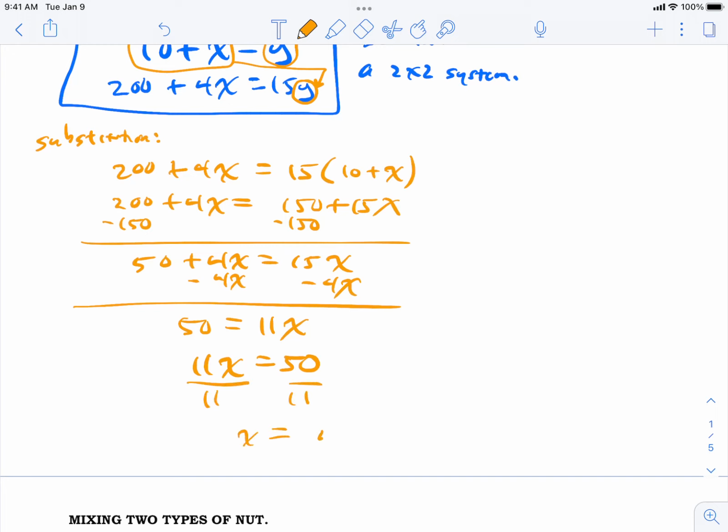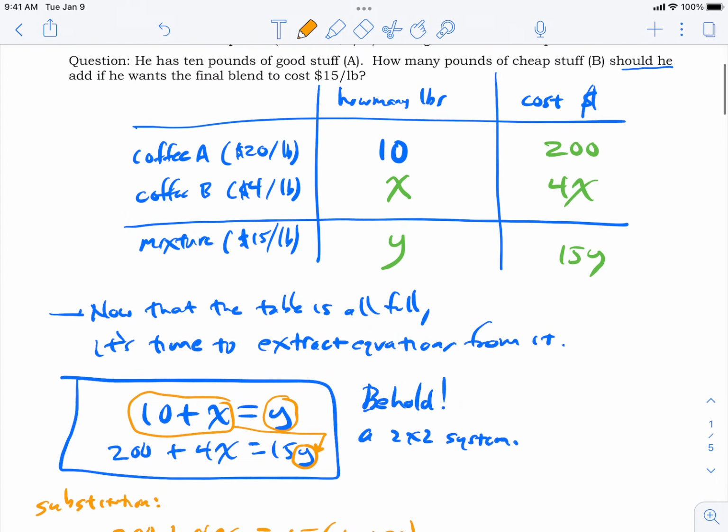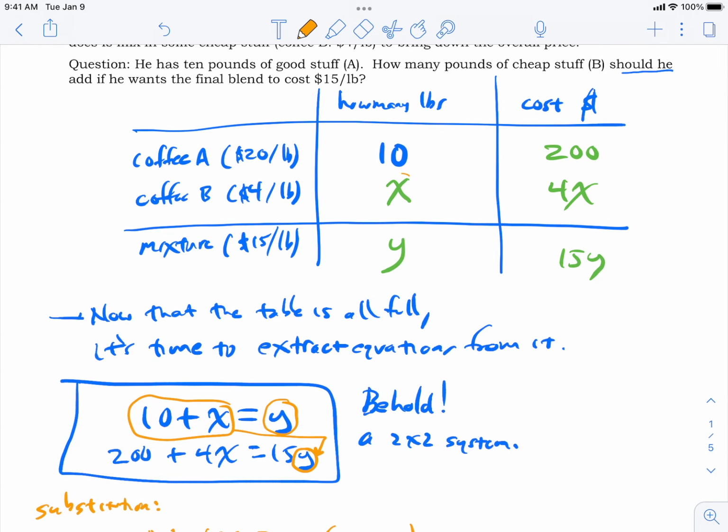And what do you get? You get 4 and 6/11. 11 goes into 50 4 times, which is 44. You get 6 left. 4 and 6/11. Now, did I make a decimal out of that? I did. If you take 50 and divide it by 11 on a calculator, you'll get about 4.56. What's that? That's x. X is how many pounds of coffee B we are using.